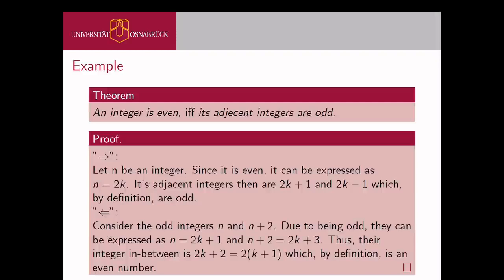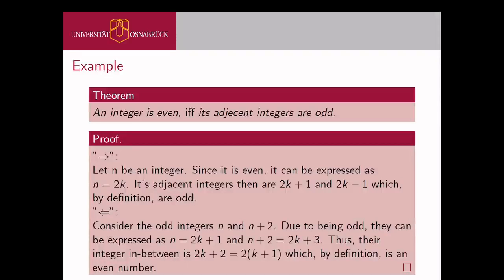Now the second one is we have odd integers n and n plus 2. And now, since they're odd, we can rearrange them. So let's say that n is 2k plus 1, an odd number, and then n plus 2 obviously is 2k plus 3. So now we can find their in-between integer. This would be 2k plus 2, which can be expressed as 2 times (k plus 1). And then again we have a number of the form 2 times some integer, which is by definition an even number.